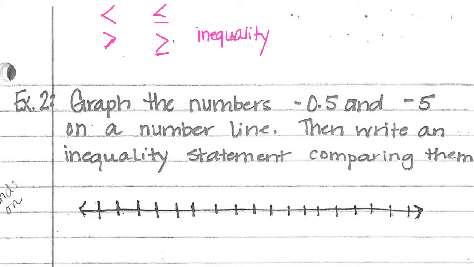All right, so since we're going all the way to our negatives, I'm going to call this 0. So this is negative 1, negative 2, negative 3, negative 4, negative 5, and it said to graph, which just means I'm going to put a dot at negative 5, and I'm going to put another dot at negative 0.5. I'm going to guesstimate it's right there, and I'll go ahead and label this so you know. Great job.